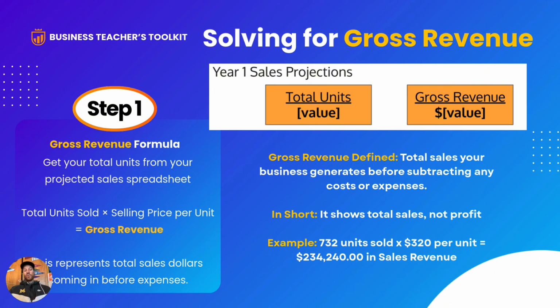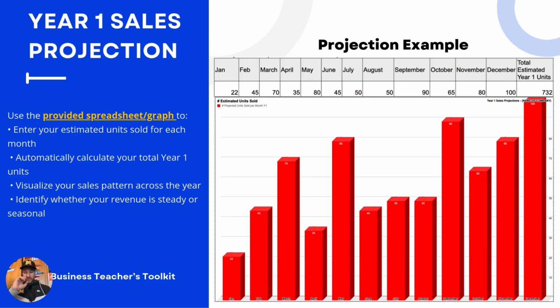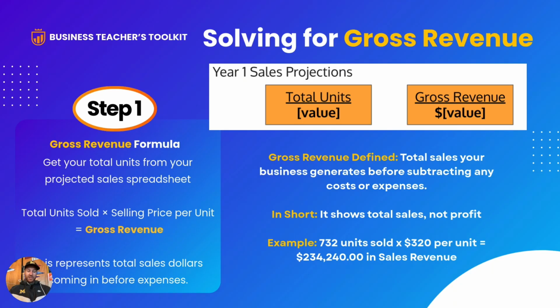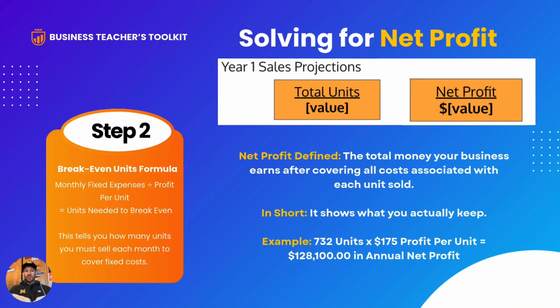Next up, now that we know how many total units we've sold, because you can see it right there in the top right corner, the total estimated year units, we can now start to solve for gross revenue. So if we know how many units we sell in a year, we just need to multiply that by the sales price. However much we sell it for one unit, multiply by the total number of units we sell in a year, that gives you your gross revenue. There's more details on this slide. Let you read that at your own time.